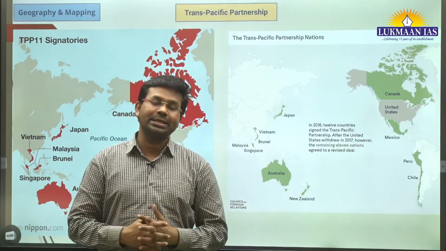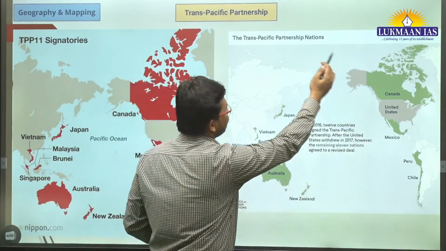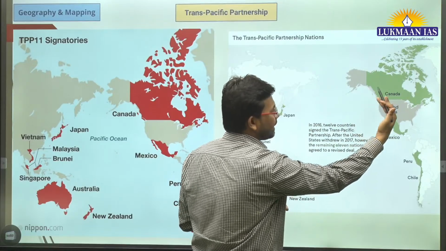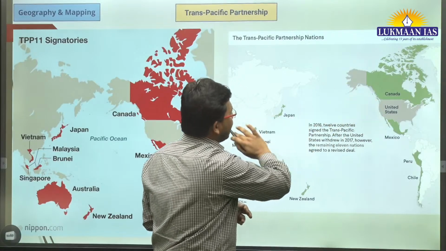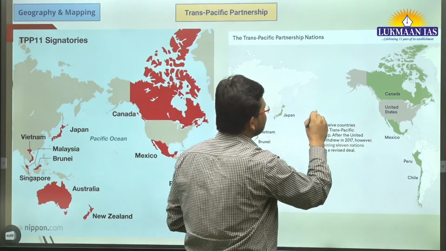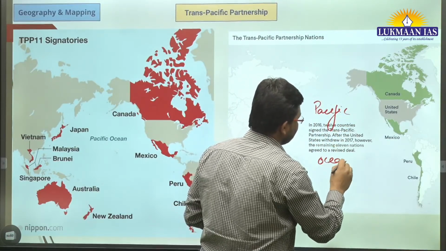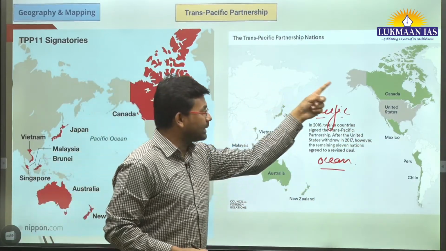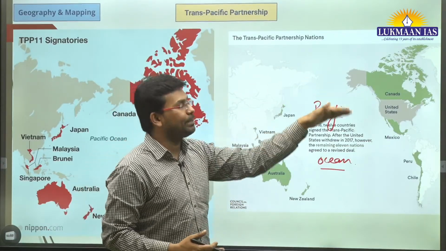Why have we named it Trans-Pacific Partnership? It is because this is the Pacific Ocean. As we know, between the western portion of United States and Canada, and the eastern portion of Japan, Vietnam and all, there is an ocean, and this ocean is known as Pacific Ocean. And why is it Trans-Pacific? Because this partnership ranges across those countries that surround the Pacific Ocean.